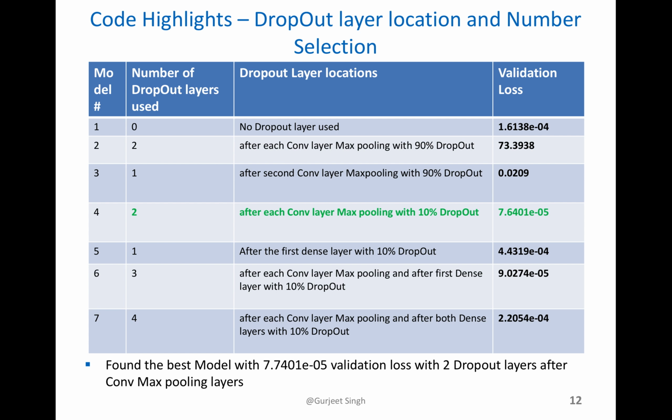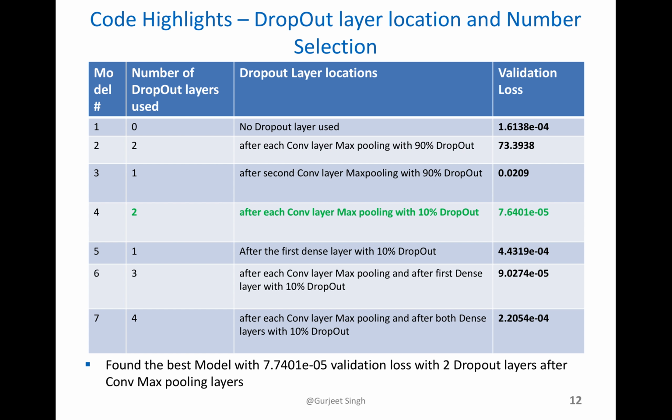Then I have two dropouts after each convolution layer max pooling with 10% dropout, and here I achieved a pretty low validation loss. And then I also tried to have just one dropout after the dense layer with just 10% dropout. Then I implemented three dropout layers after each convolution layer max pooling and after the first dense layer with 10% dropout. Then I had four dropout layers. But in the case of two dropouts after the convolution layer max pooling with 10% dropout, I was able to achieve the minimum validation loss.